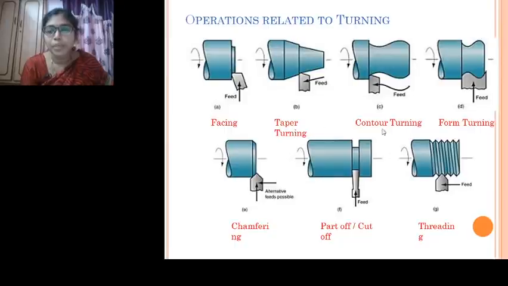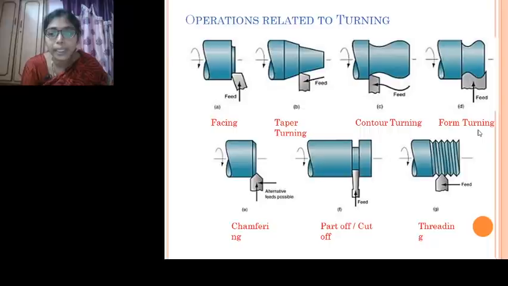Now, contour turning is where the feed is not constant throughout the axis. It is parallel, but it is not constant throughout the movement. Like in the earlier cases, that is facing, taper turning, or plane turning operation, where we give a constant feed. Whereas in contour turning, the feed is not constant during its movement. This we'll be seeing in the video.